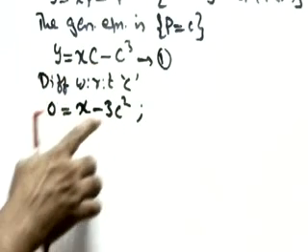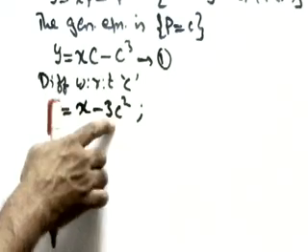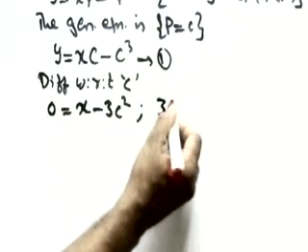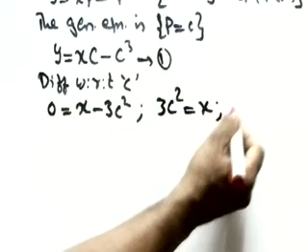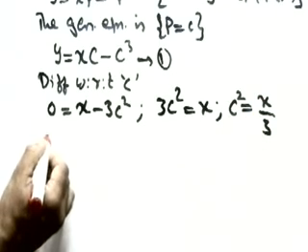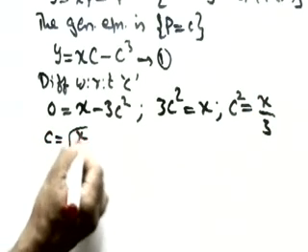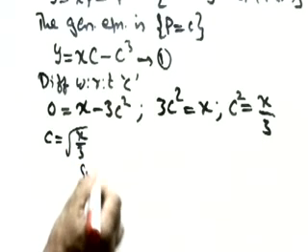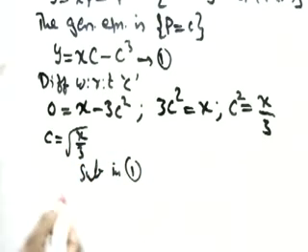Now we have to find c from this and substitute in the equation. Bring this minus 3c square here. It will be plus 3c square equals x. c square equals x by 3. So c will be c equals root of x by 3. Now substitute this in 1.